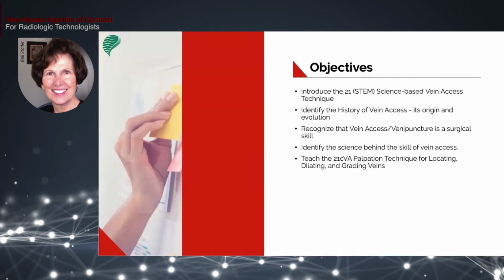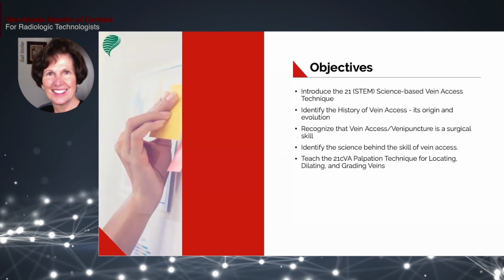So the objectives for this course are to introduce the 21 STEM science-based vein access technique. 21 stands for 21st century. STEM, everyone knows, science, technology, engineering, and math. And I'm also going to identify the history of vein access, how this whole thing came to be, what was the beginning, the middle, and now where we're currently going.